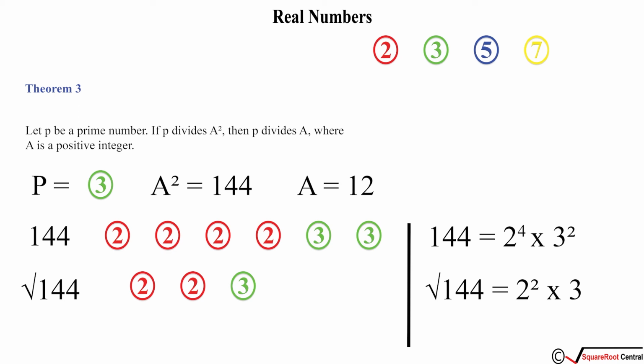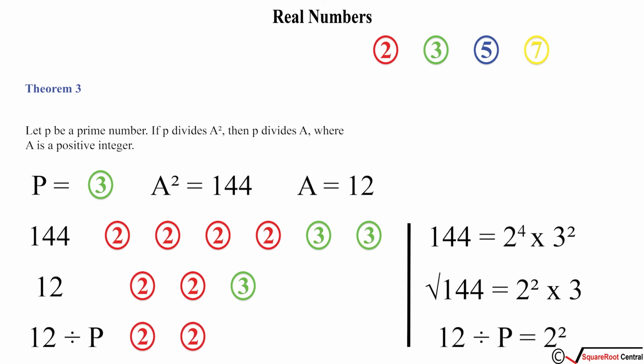Now let us try and divide the square root of 144 by P. P, as you can see, is the number 3. So if we divide the square root of 144 by 3, what do we get? We have 2 multiplied by 2 remaining, or 2 factors of 2 remaining. Now square root of 144 can also be written as 12, as you can see on the screen. Root 144 changed to the number 12.